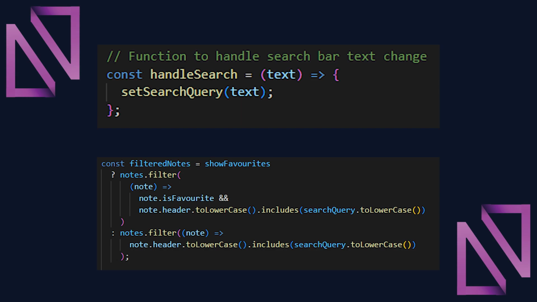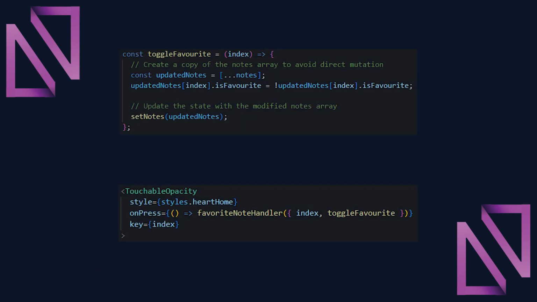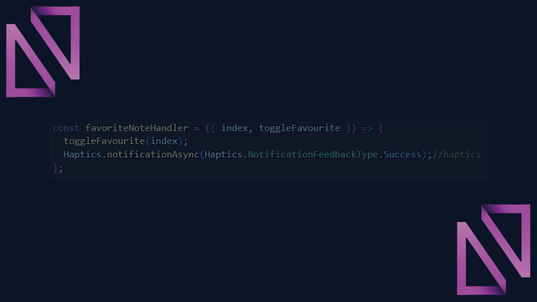To enhance user interaction, we have integrated a toggle favorite function that allows the user to modify the favorite status of the note. Lastly, we implemented haptic feedback on the toggle favorite function. When a user marks a note as a favorite within the home menu, there's a tactile response that is felt.